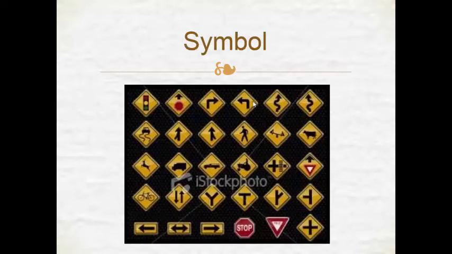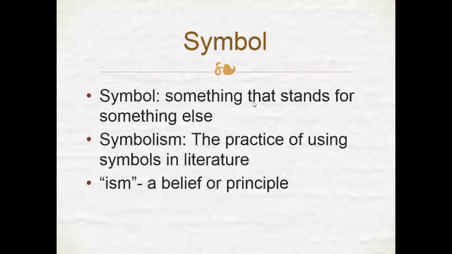Symbols occur in real life, like these signs on the screen, as well as in literature. They're pretty much the same thing. We know when we come to a red octagon that we need to stop. In literature, a symbol is simply something that stands for something else. If I use the term symbolism, that is simply the practice of using symbols.